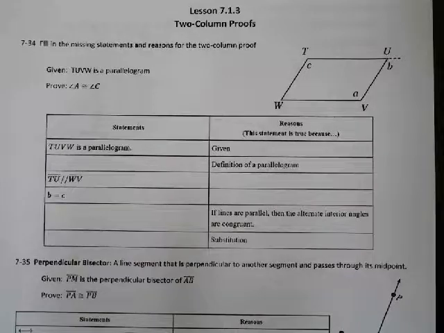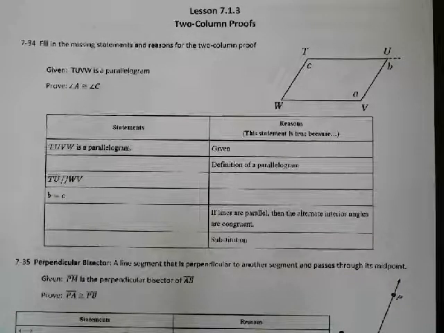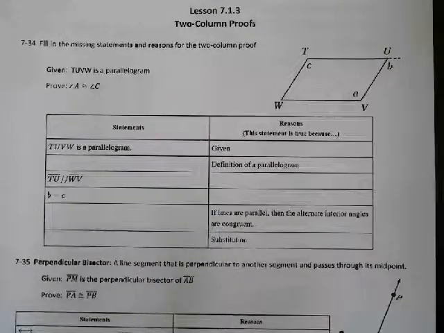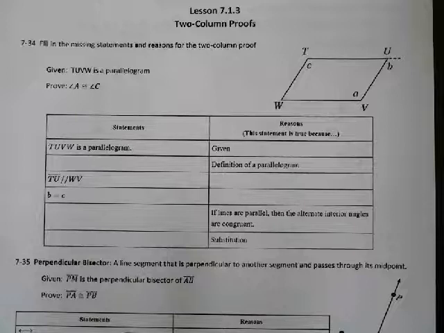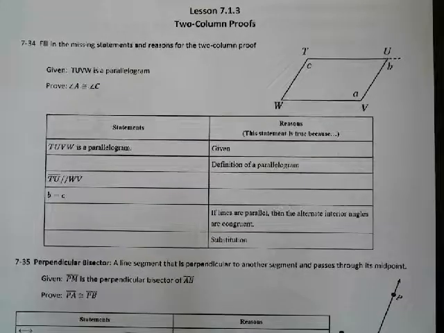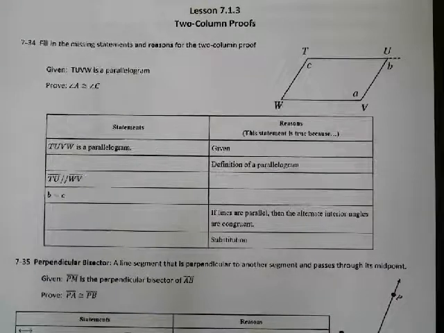All right, Math 2, here we go, kids. We got lesson 7.1.3, two-column proofs. So we're going to learn about a different way to write a proof instead of the flowchart proof. And our goal is to finish this before my lights turn off because I haven't been moving around enough. So let's see if we can do that today.